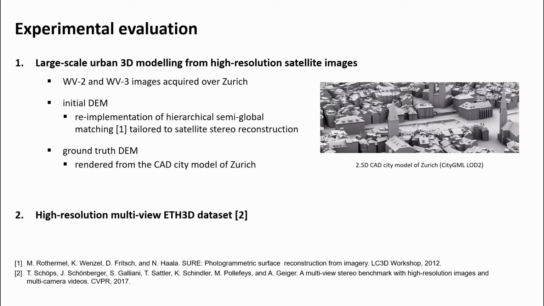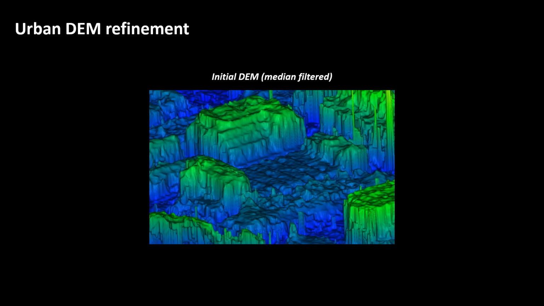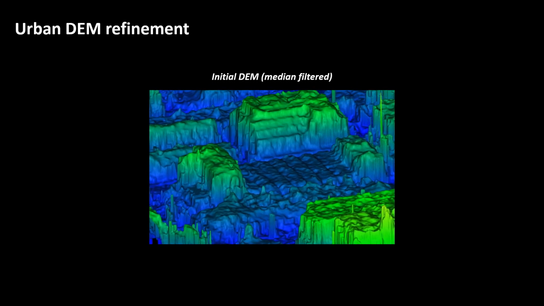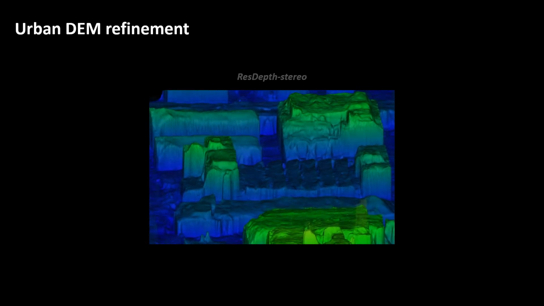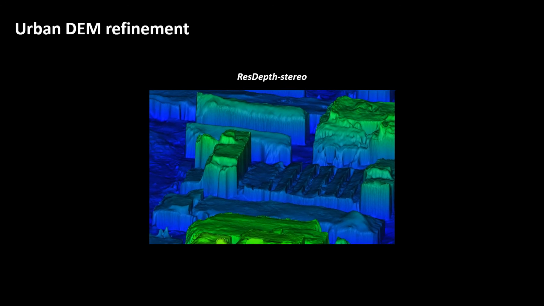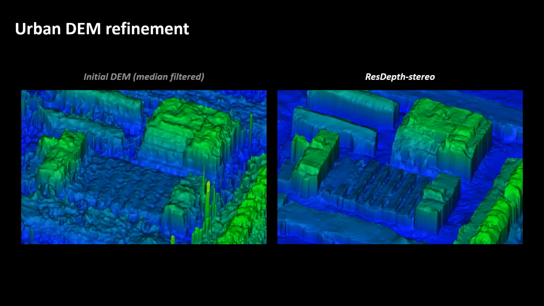As a second test in a different domain, we also evaluate ResDepth on the close-range ETH3D benchmark dataset, where we run our approach with depth maps instead of elevation maps. Let's have a look at how well ResDepth performs on the satellite data. This is the initial reconstruction color-coded by elevation. It is rather noisy, as one would expect for an urban model derived from satellite data.